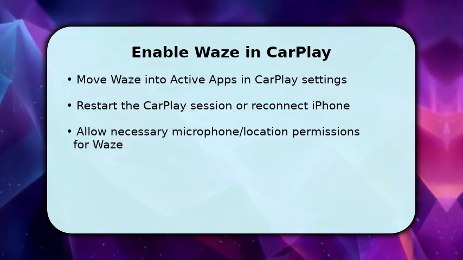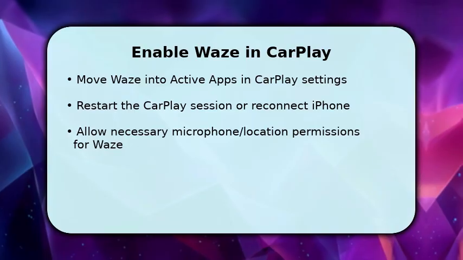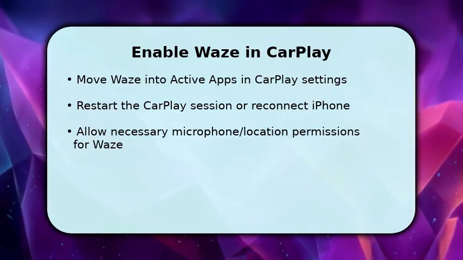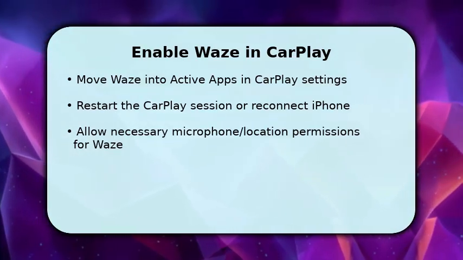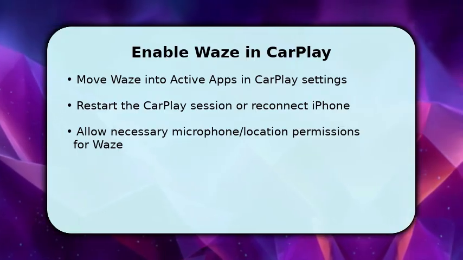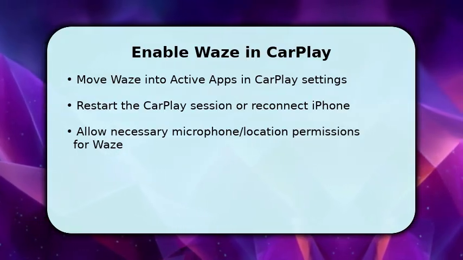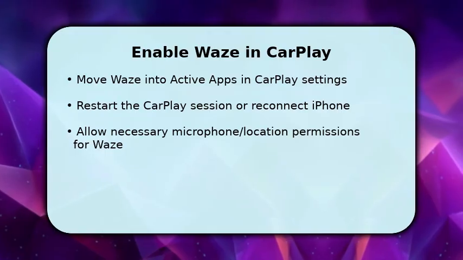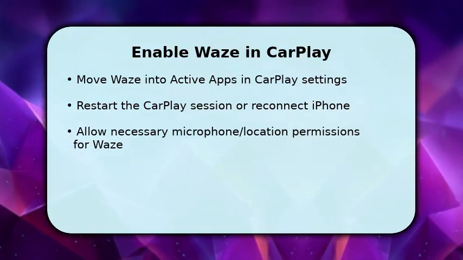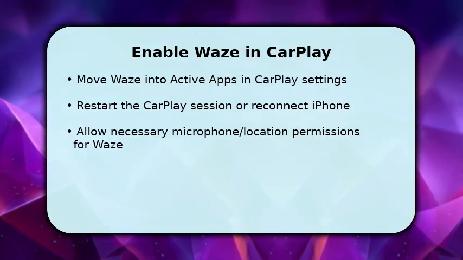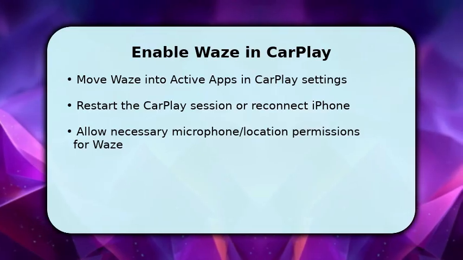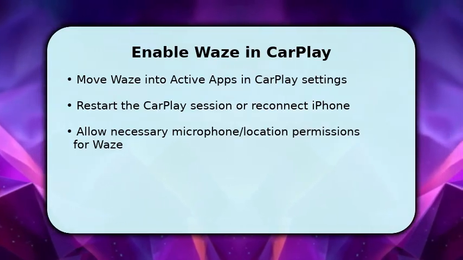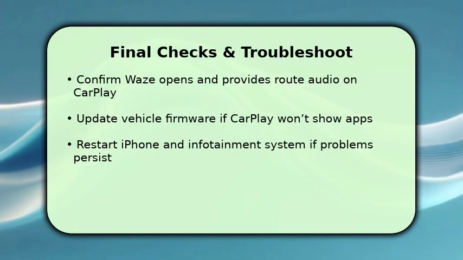Once done, disconnect and reconnect or restart the car's infotainment to refresh the app grid. Make sure Waze has microphone and precise location permissions so voice routing and real-time traffic work correctly. If you use wireless CarPlay, confirm the vehicle's Bluetooth and Wi-Fi pairing. Finish by launching Waze on CarPlay and starting a short route to verify voice directions and map display.